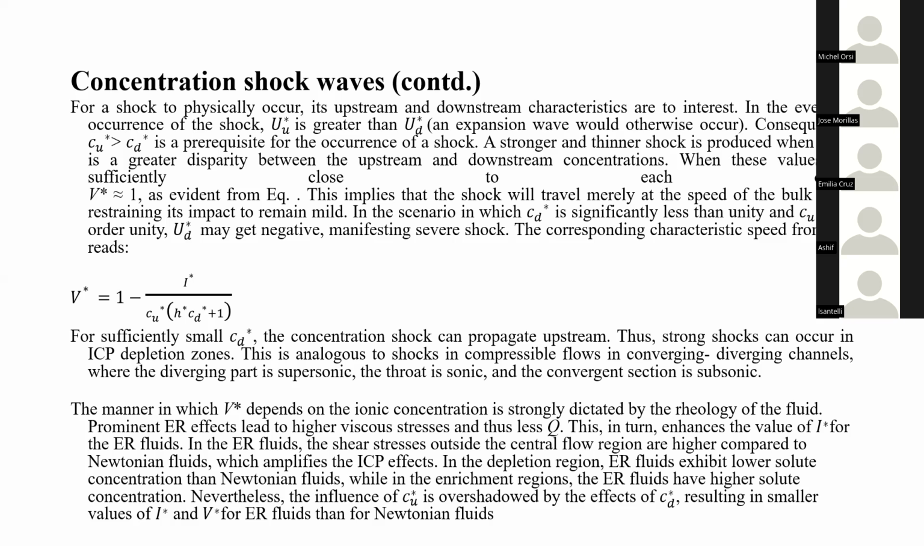In the scenario in which concentration downstream is significantly less than unity and concentration upstream is of order unity, the denominator may get negative, manifesting a severe shock. The corresponding characteristic speed reads V star is equal to 1 minus I star by Cu star multiplied by H star Cd star plus 1. For sufficiently small Cd star, the concentration shock can propagate upstream.